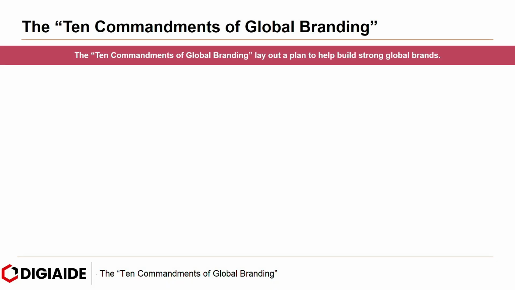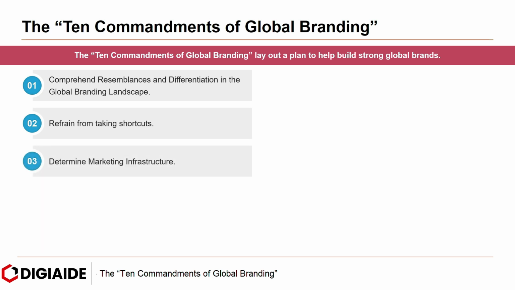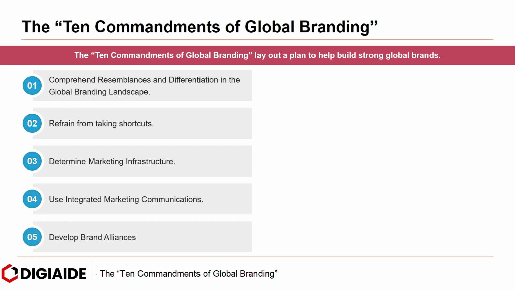The 10 commandments of global branding lay out a plan to help build strong global brands. The 10 commandments are: first, comprehend resemblances and differentiation in the global branding landscape. Second, refrain from taking shortcuts. Third, determine marketing infrastructure. Fourth, use integrated marketing communication. Fifth, develop brand alliances. Sixth, balance standardization and customization.